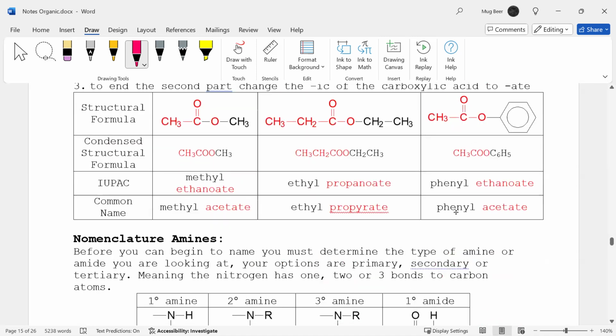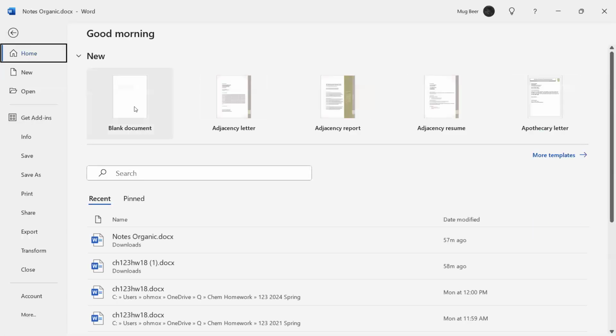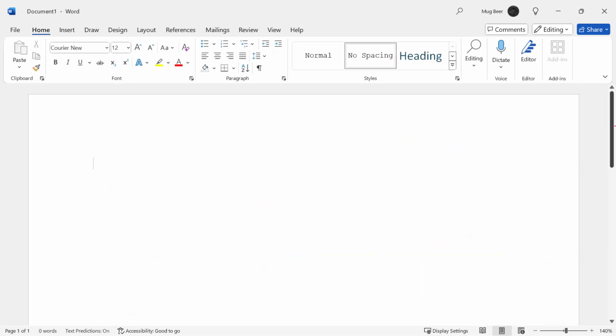All right, ester nomenclature. So the way we're going to name the ester is based off of how the esters are made. And so you make an ester by reacting a carboxylic acid with an alcohol, and you end up making a water molecule and an ester. So let's do an easy one here. So I've got CH3, CH2, C double bond O, OH, and I've got ethanol.